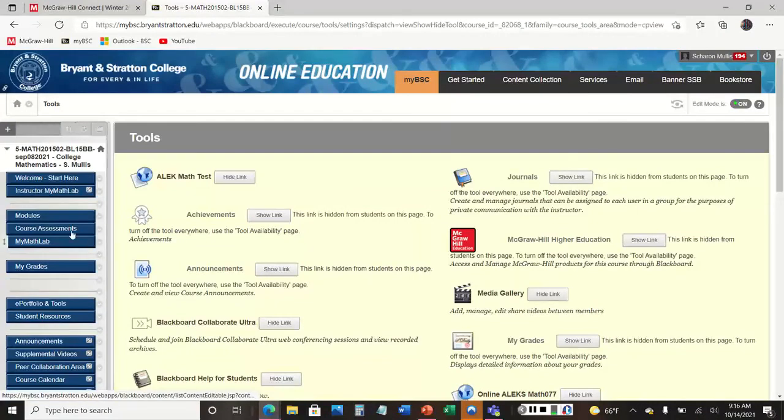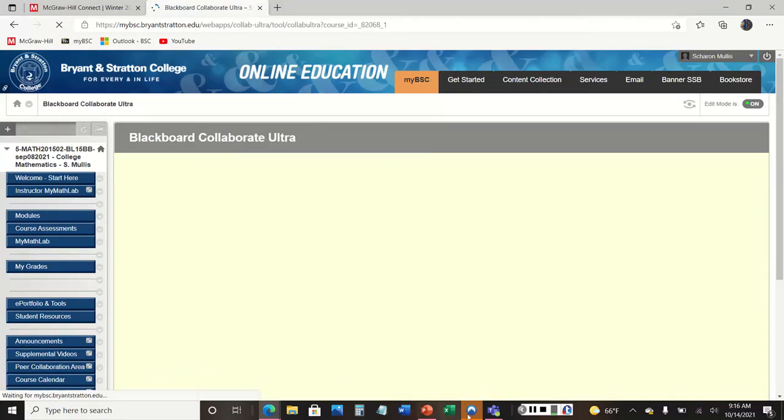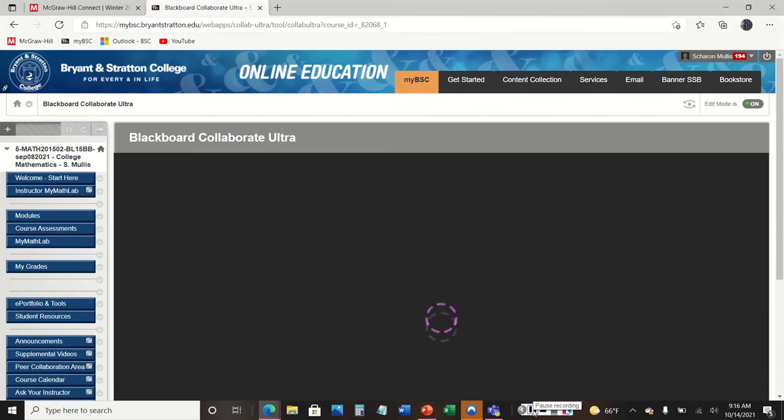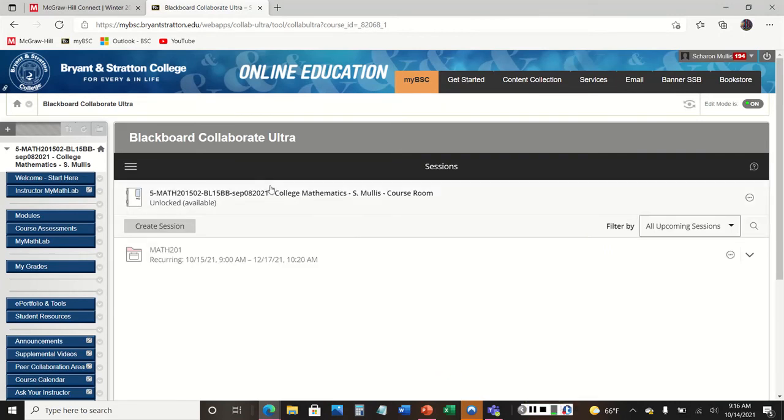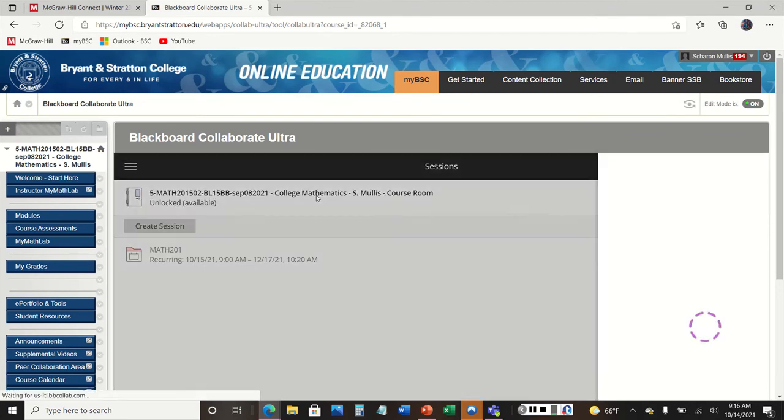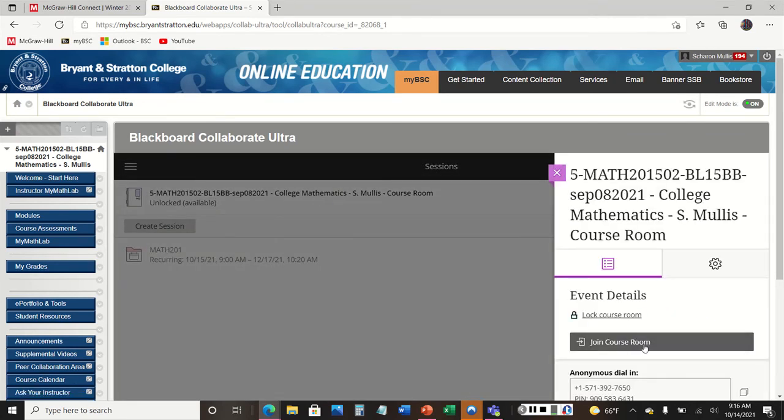So you go to this course, you click on ePortfolio and Tools, and you won't see as many icons on your screen as I have, but you want to click on Blackboard Collaborate Ultra. And once that comes up, you'll see the class listed in the sessions area. So you click on that, and then you click on Join Course Room. So that's how you get into Blackboard Ultra or attend class remotely if you can't be on campus.